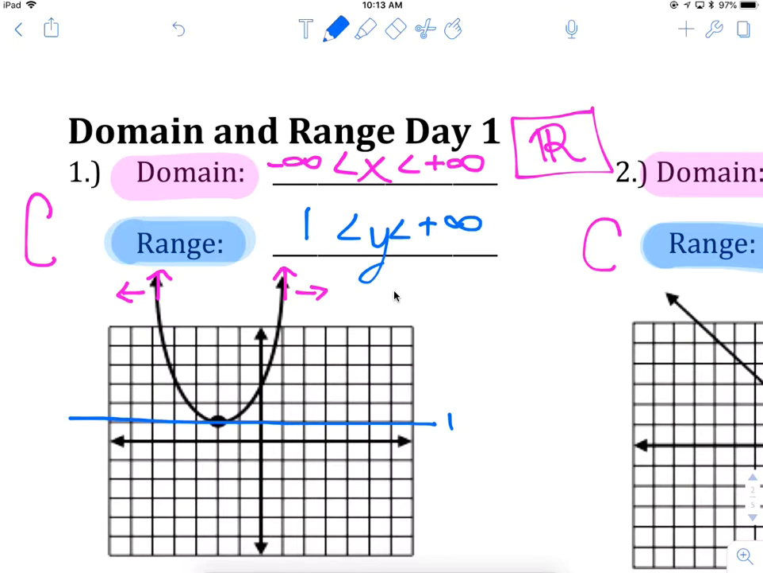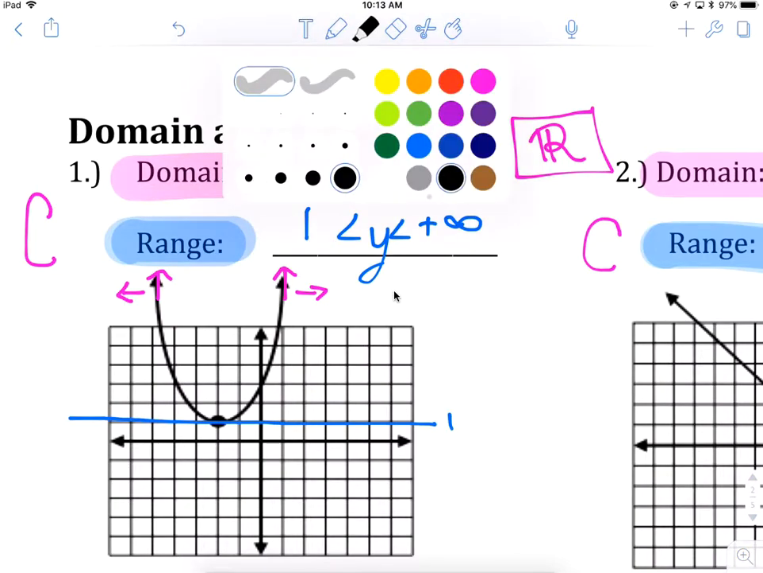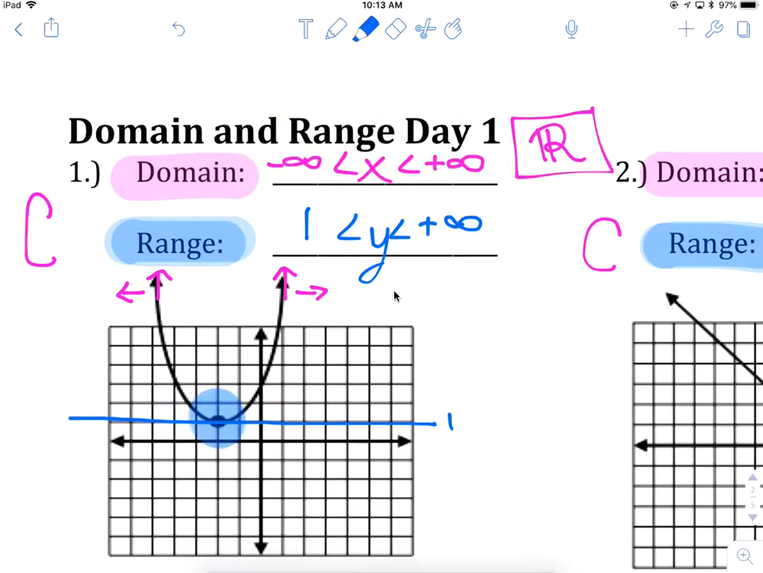So the last question that we're going to ask ourselves is, are there any or equal to's? So right here, and I'm going to highlight it, right here, because we did touch positive 1. There's a closed circle there, but we did touch that wall at positive 1.